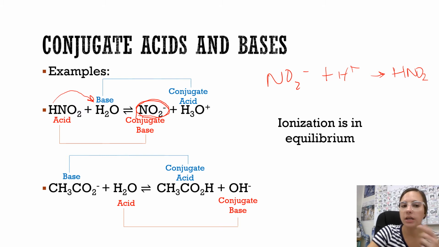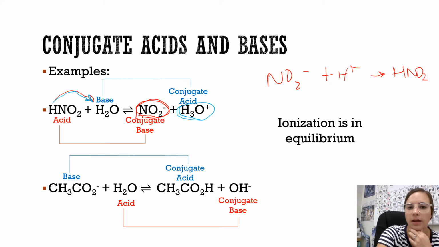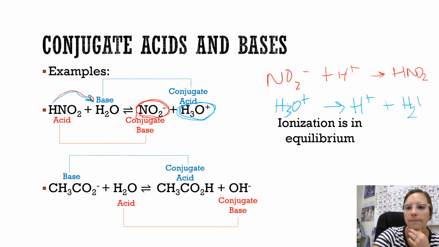What you notice in a Bronsted-Lowry acid or base reaction is that if one thing is acting as the acid, the other thing is automatically acting as the base. See how this accepted the hydrogen and became H3O+, which is the conjugate acid, because H3O+ can donate a hydrogen. So that's a conjugate acid-base pair.